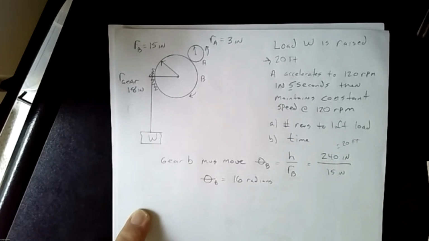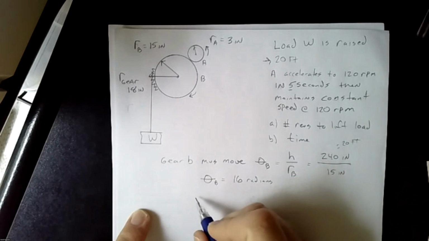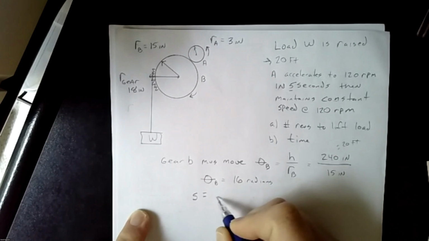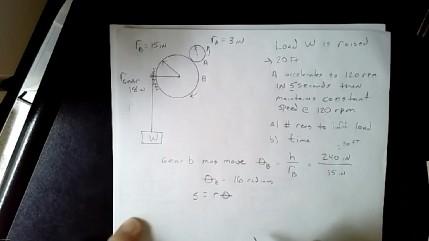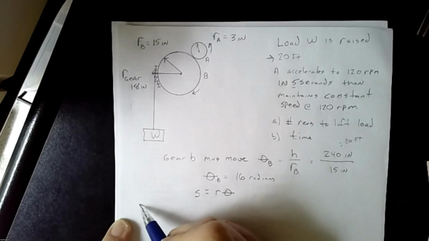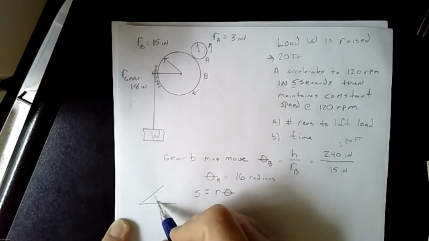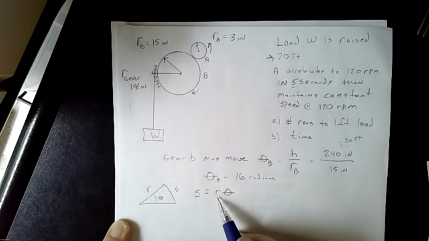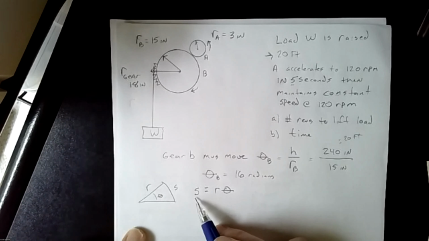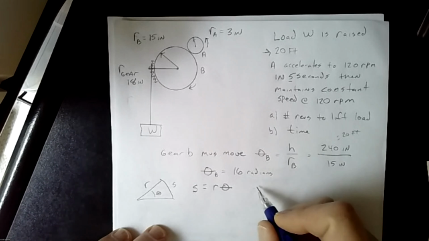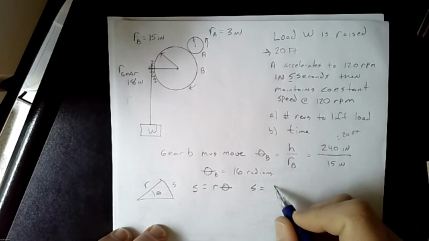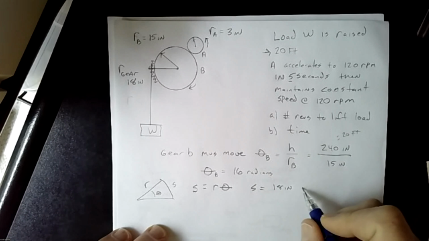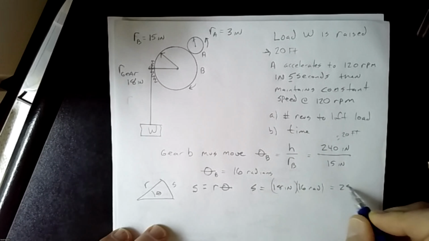All right. So now we also know that distance-wise, S equals R theta. So that's no different than saying if I had something like this where that's theta and that was my S and this was my R, then remember R times the angular distance gives us that total position. Okay. So another way to look at it is we know that S is going to equal 18 inches times 16 radians. So that's a total of 288 inches.